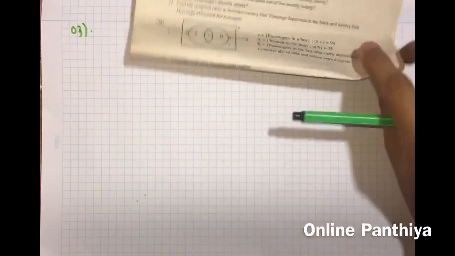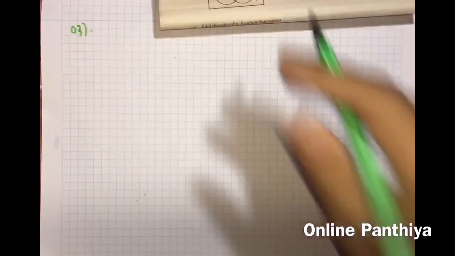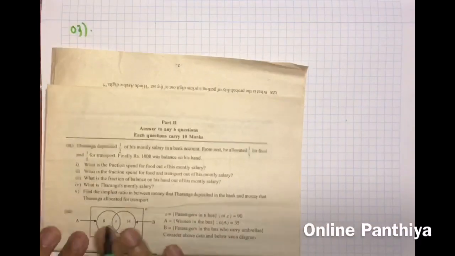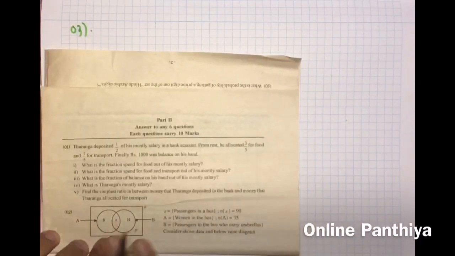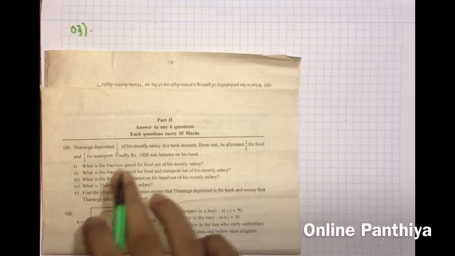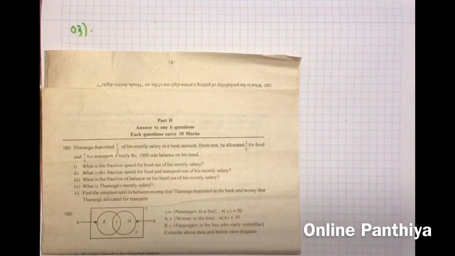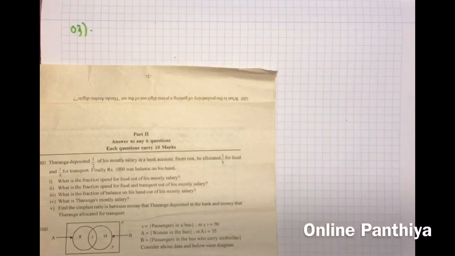Here they say, I hope this part is also somewhat similar to the ones you have solved. This is from the syllabus. Tharanga deposited half of his monthly salary in a bank account. Now, from his salary, I did not mark the diagram there. If you want, you can just mark it. For some questions it is very useful.